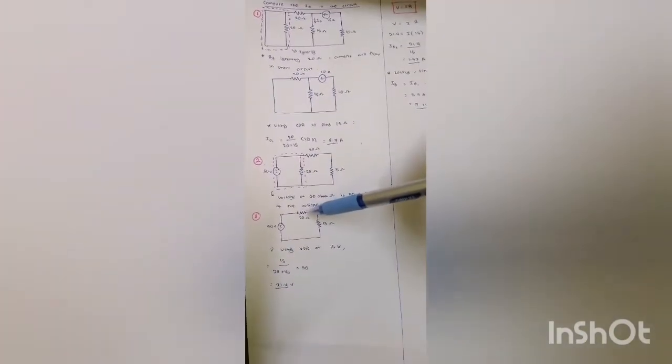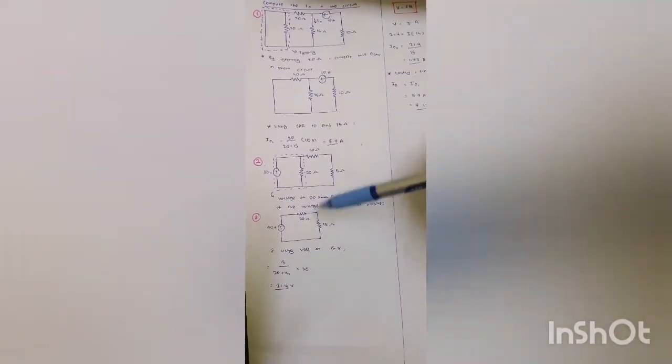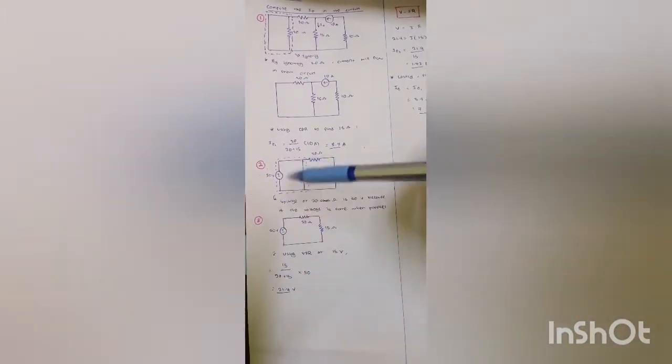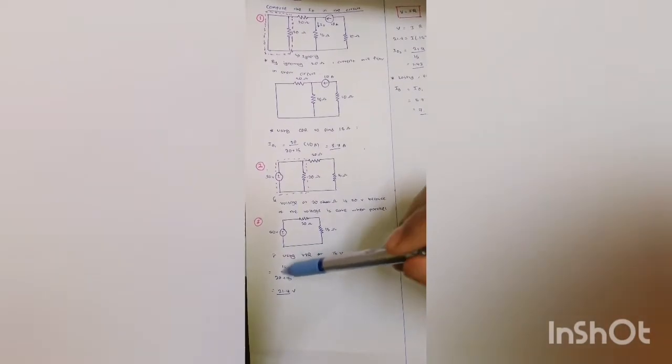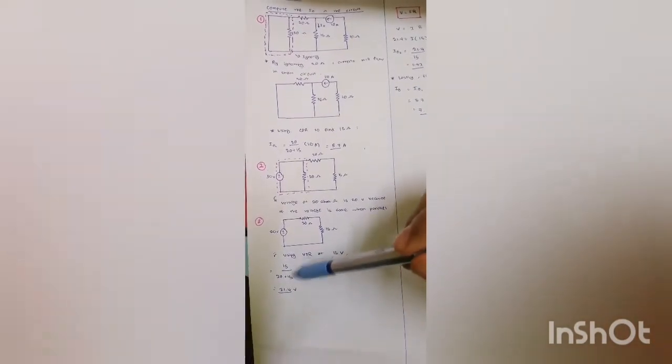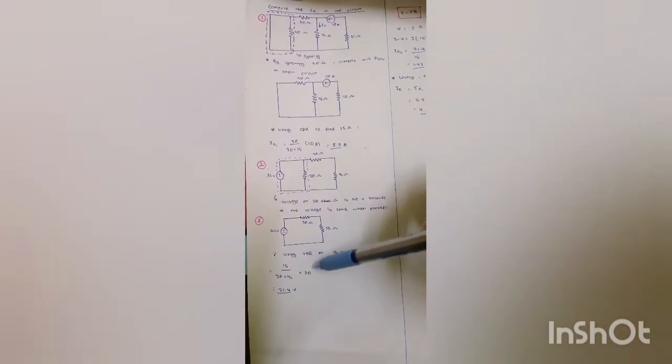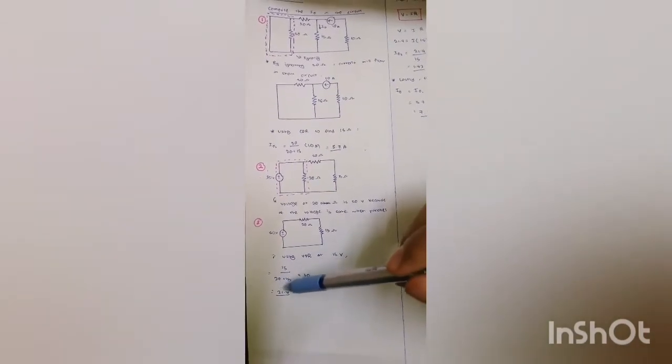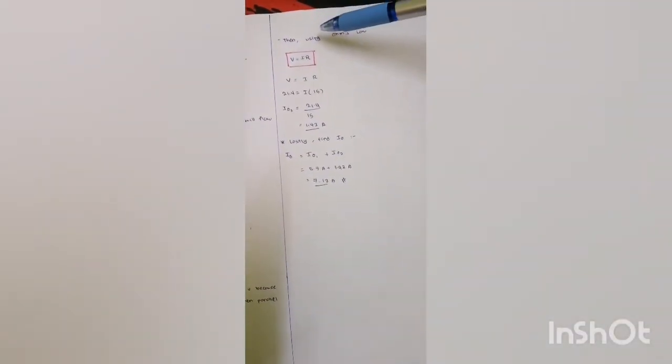So this means that I simplify the circuit using VDR. V equals 15 over 20 plus 15 multiplied by 50. So we will get 21.4 volt. At the next step, I use Ohm's law. The formula is V equals IR.